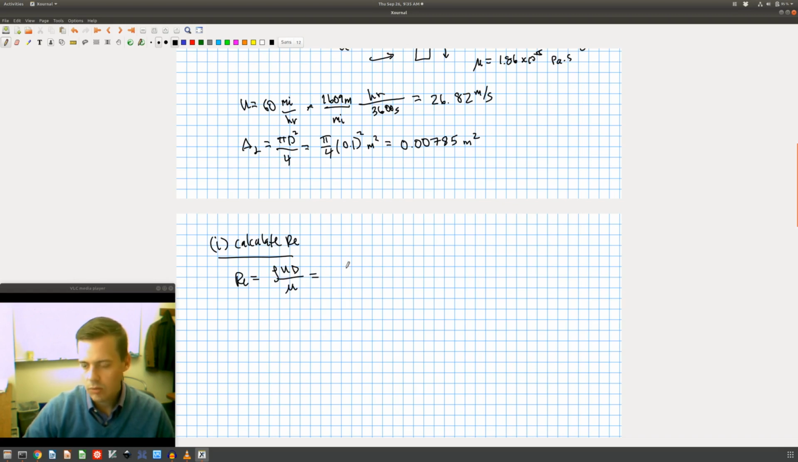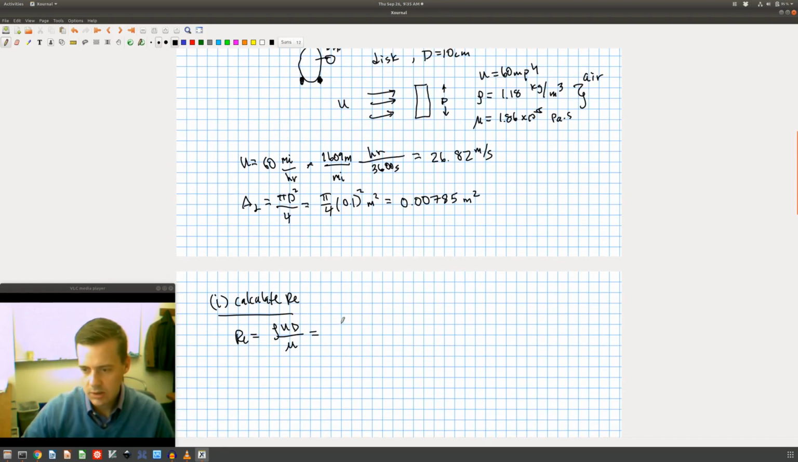So, rho, I just covered it up, it's 1.18 kilograms per meter cubed. U is 26.82 meters per second. D is 0.1 meters, and all divided by mu, which is 1.86 times 10 to the minus 5 Pascal seconds, which is kilograms per meter second. So kilograms cancel, meters cubed, and I have a meters, and then 1 over meters, that all cancels, and then seconds over seconds, that cancels.